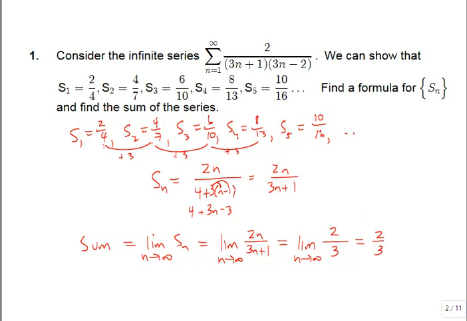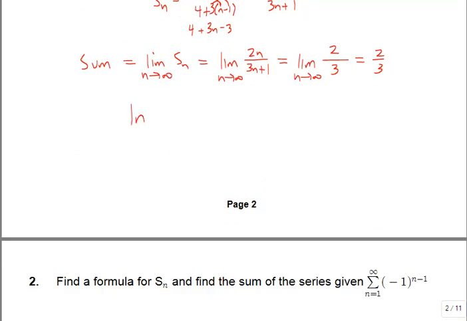So that means this infinite series converges because we got an actual finite value, and it means that its actual sum is 2/3. So if you were to add up a1 plus a2 plus a3 plus a4 all the way up to the infinite term, you're going to get a sum of 2/3.